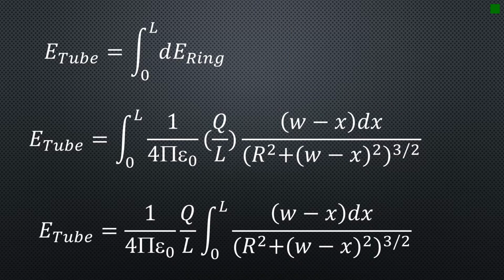Now that we have the electric field due to one ring on the hollow cylinder, we need to integrate that equation in order to find the electric field due to the entire cylinder. We need to integrate with respect to dx. After pulling out all the constants, we get 1 over 4 pi epsilon naught times Q over L times the integral from 0 to L of (w minus x) dx over (r squared plus (w minus x) squared) to the 3 halves power.